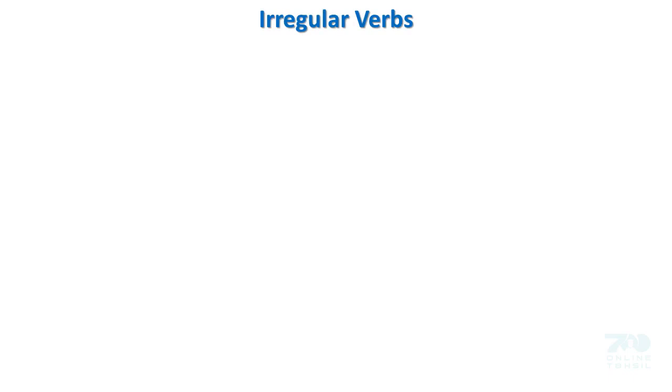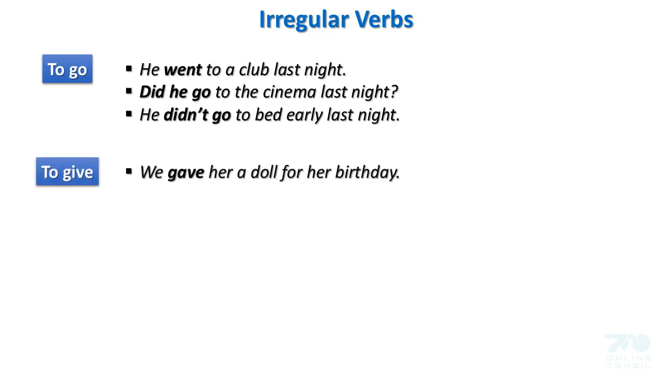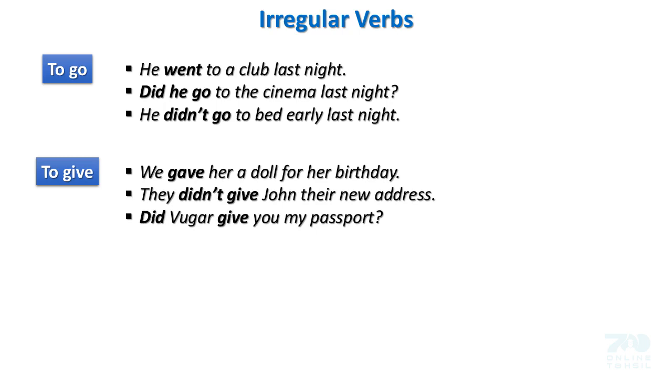Irregular verbs. Some verbs are irregular in the simple past. Here are the most common ones. To go: He went to a club last night. Did he go to the cinema last night? He didn't go to bed early last night. To give: We gave her a doll for her birthday. They didn't give John their new address. Did Vugar give you my passport?